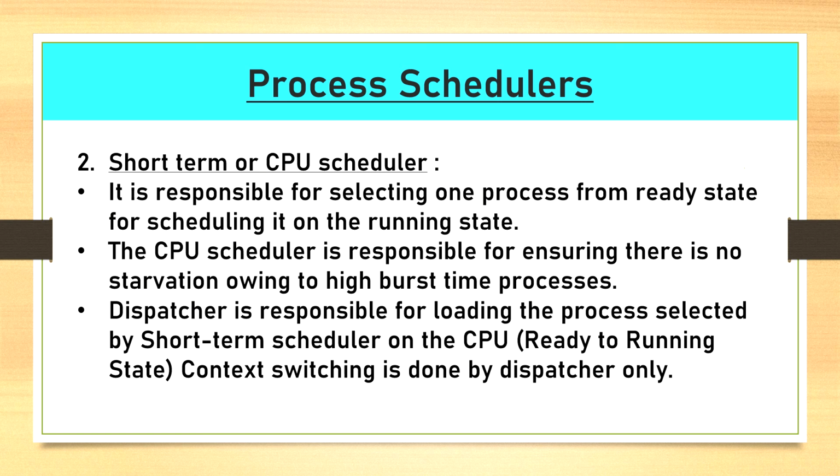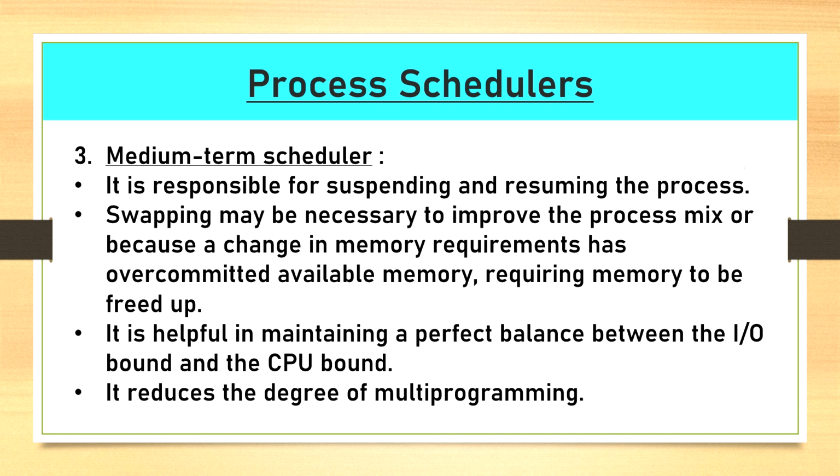A dispatcher performs set of tasks like switching context, switching to user mode, and jumping to the proper location in the newly loaded program. Lastly, we have medium-term job schedulers. It mainly does swapping of processes. Not only it reduces the degree of multiprogramming, but also it is helpful in maintaining a perfect balance between the IO bound and CPU bound processes.